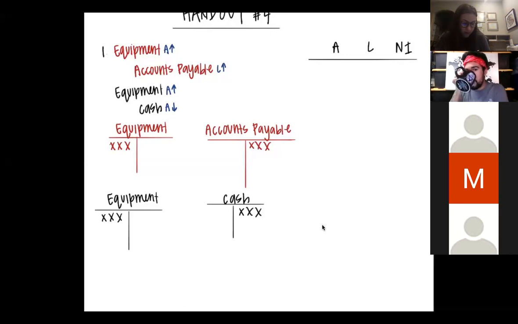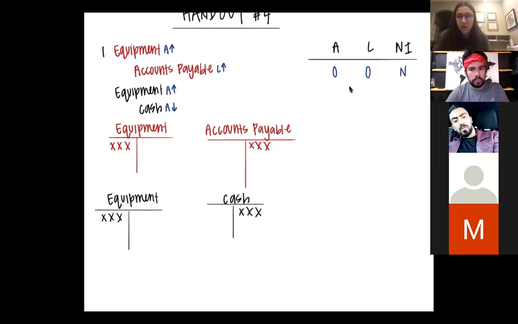Our equipment was debited, which was correct, but our cash was never credited. So our assets were increased correctly, but they weren't decreased, which means our assets were overstated. And then in terms of our liability, accounts payable was increased when it shouldn't have been at all. So if it was increased, then we overstated that. And then in terms of net income, none of these accounts, equipment, accounts payable and cash, affect our net income. So nothing happens to our net income.